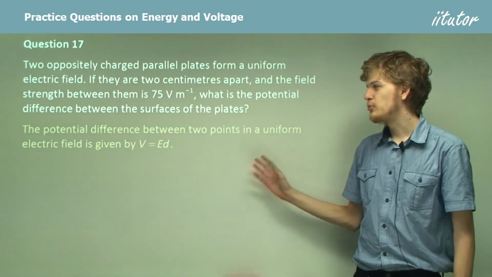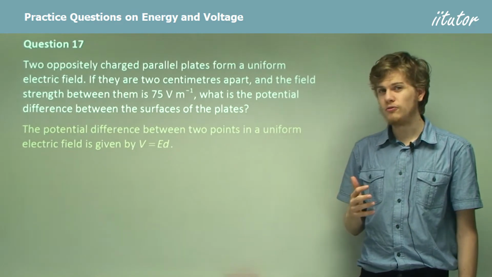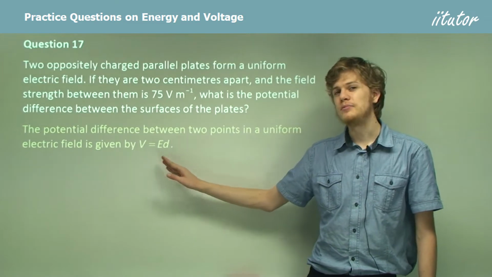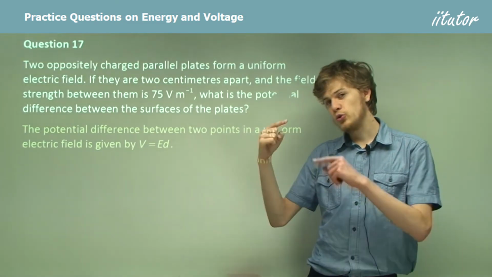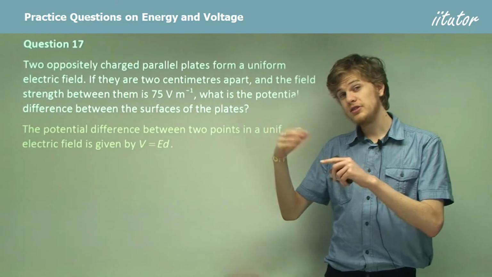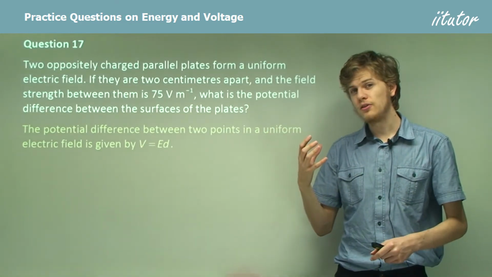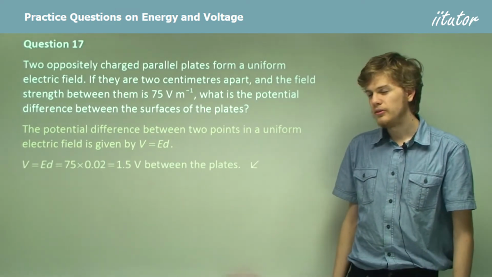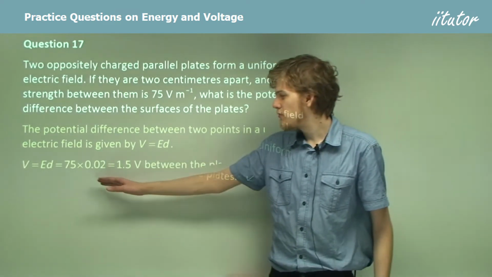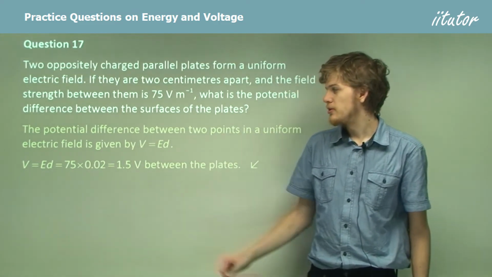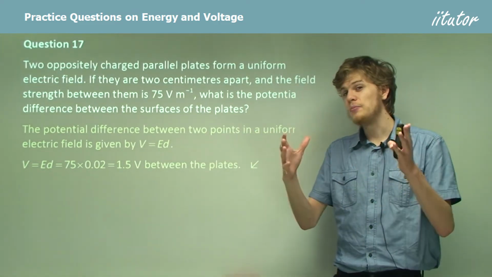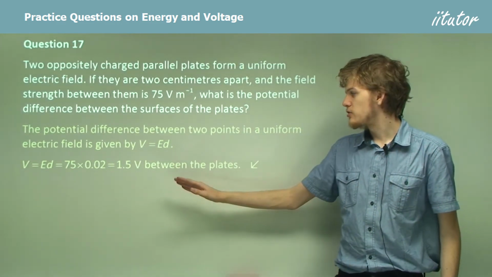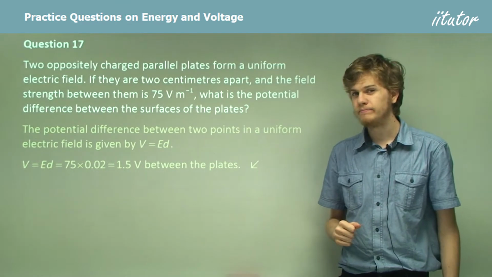So the potential difference between 2 points in a uniform electric field is voltage equals electric field strength times distance. So if we mark 2 points in an electric field, the distance between them multiplied by the electric field strength tells us the voltage between those 2 points. Substituting in the numbers, we have 75 for the electric field strength, 0.02 centimeters, because that's how far apart the plates are, and we want the voltage between one plate and the other. And that gives us 1.5 volts between the plates.